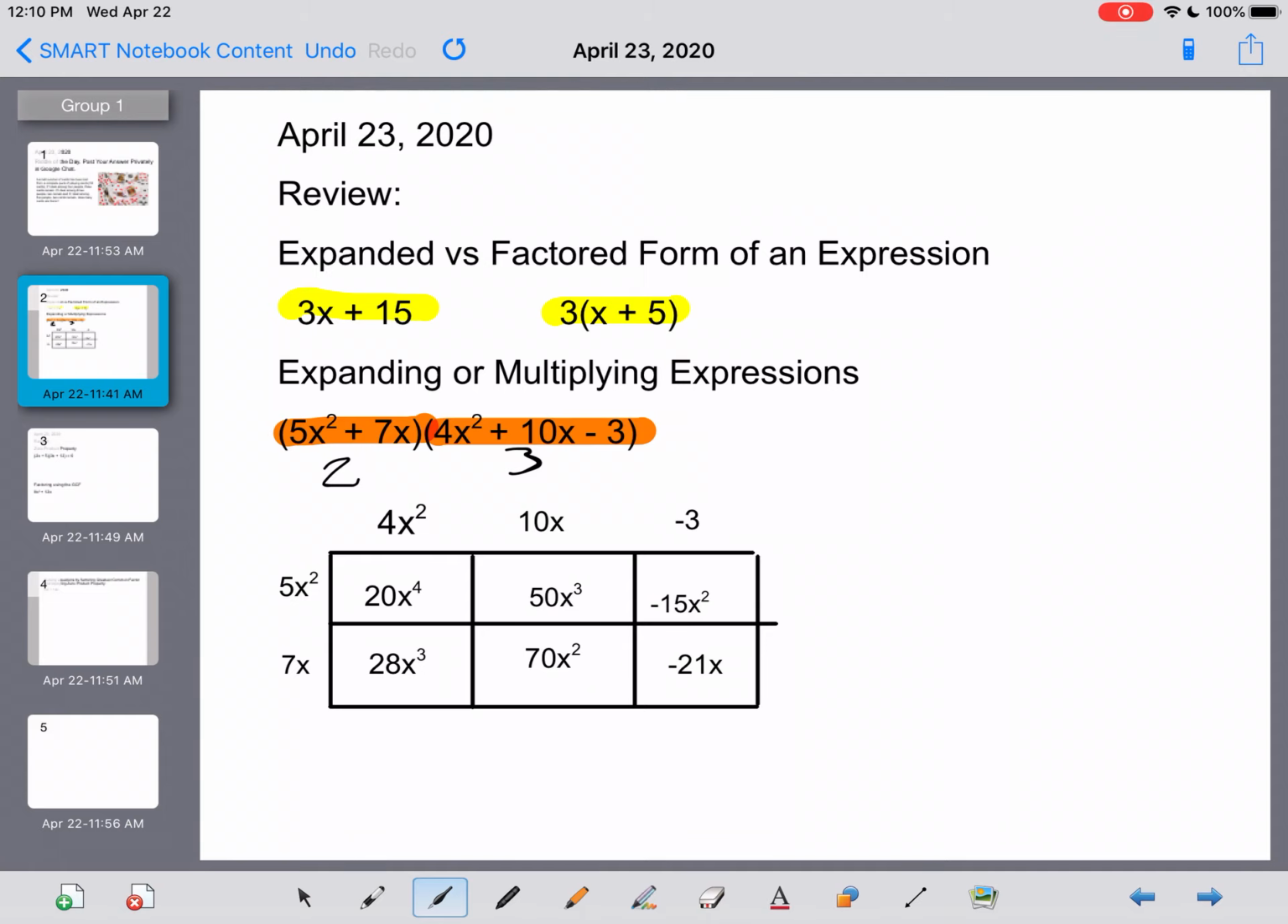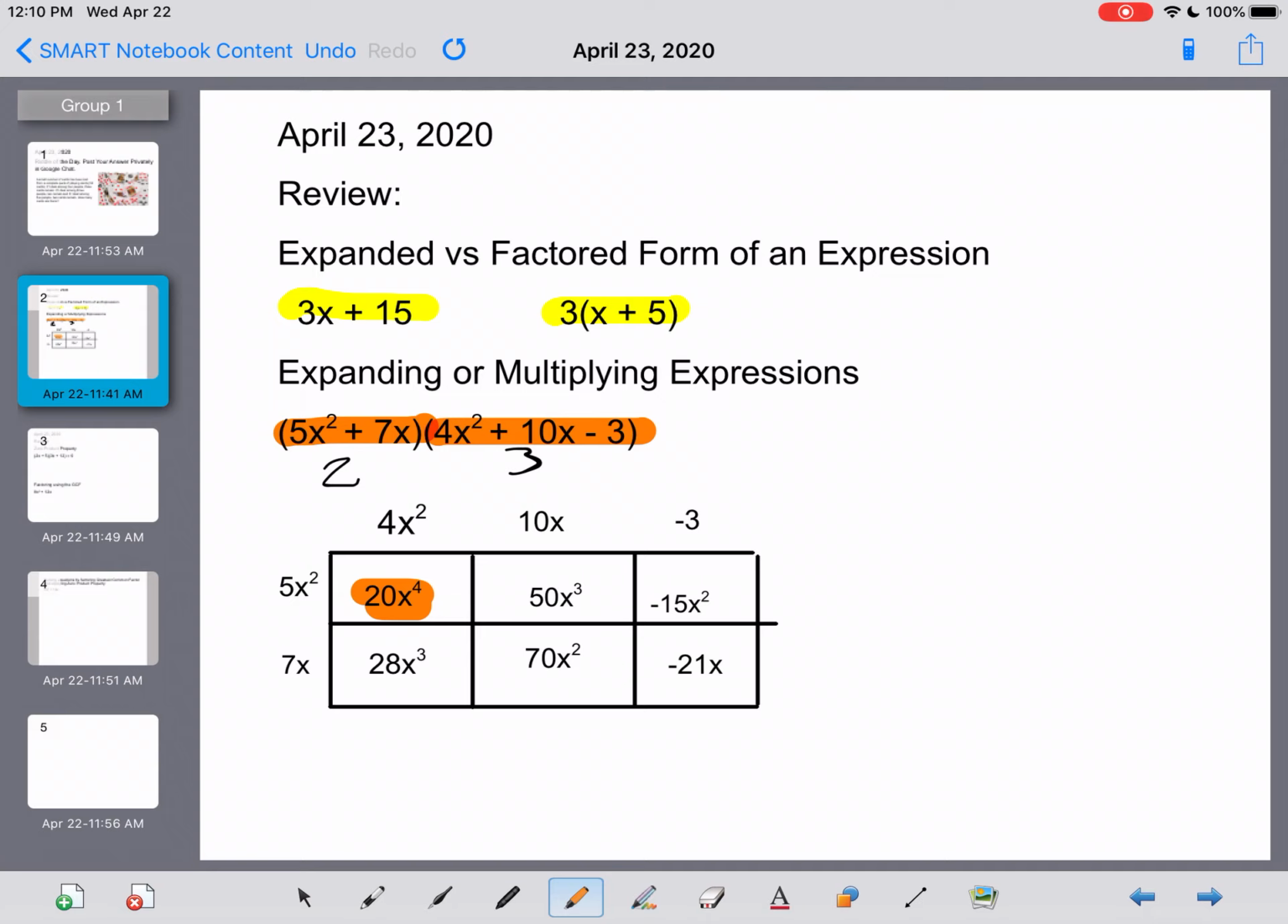So 5x squared times 4x squared is 20x to the fourth. That's important to remember. Remember, when we're multiplying the exponents on a variable, we add them. So 5x squared times 4x squared is 20x to the fourth. 5x squared times 10x is 50x to the third. And then 5x squared times negative 3 is negative 15x squared, and so on.